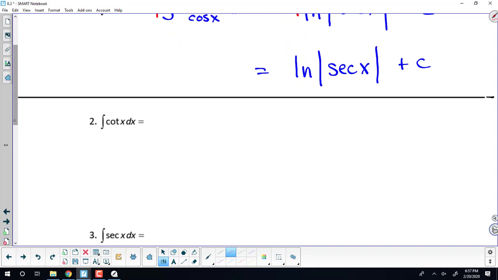We've got a similar tactic here with cotangent. We're going to write that as cosine over sine. And this one, you don't really have to do anything fancy because the derivative of sine is cosine. So this one simply is the natural log of the absolute value of sine.